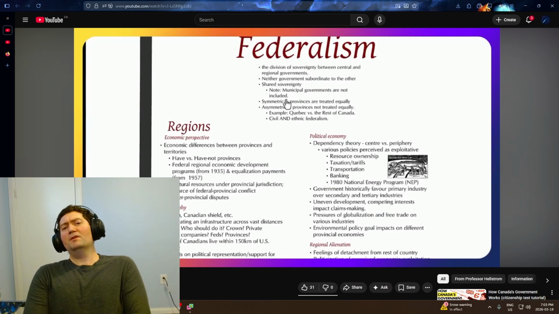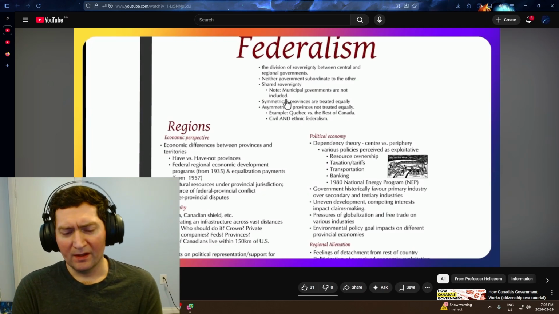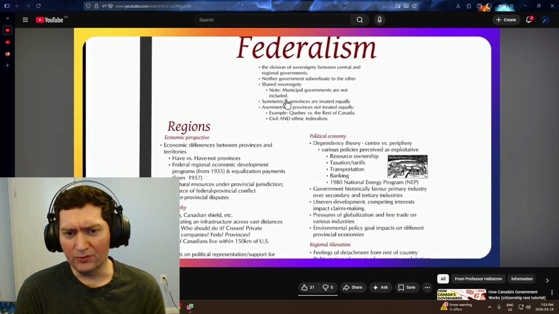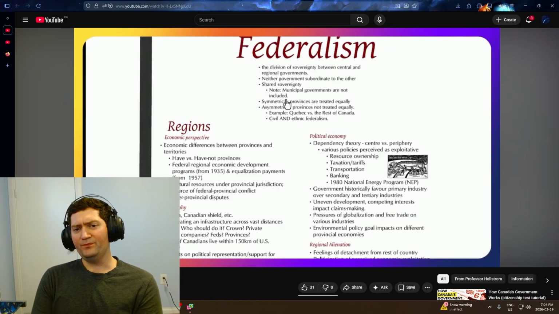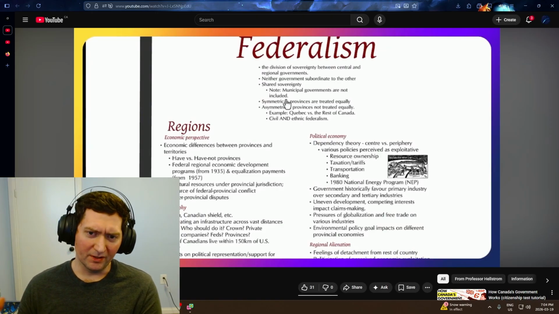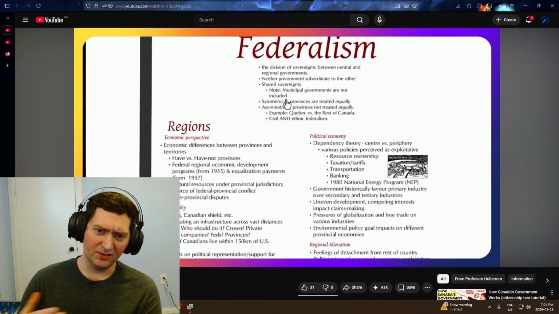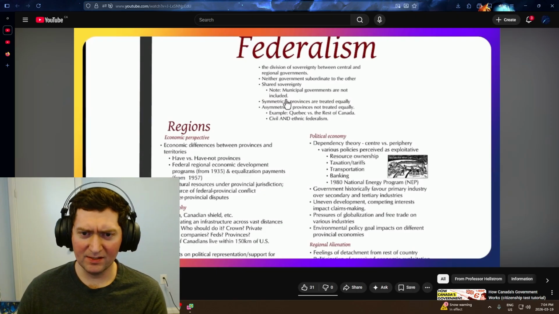Okay, because I remember hearing about this, like, with Quebec. Quebec pushed a long time ago to get certain rights and stuff passed.